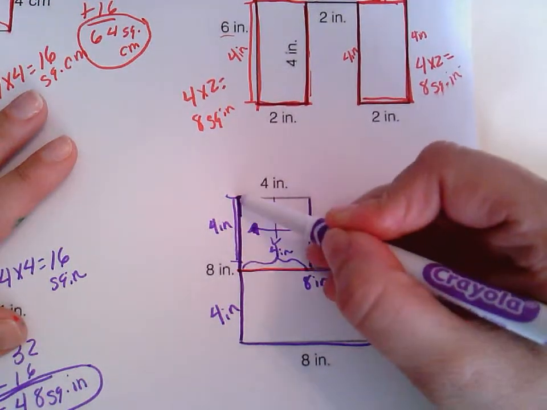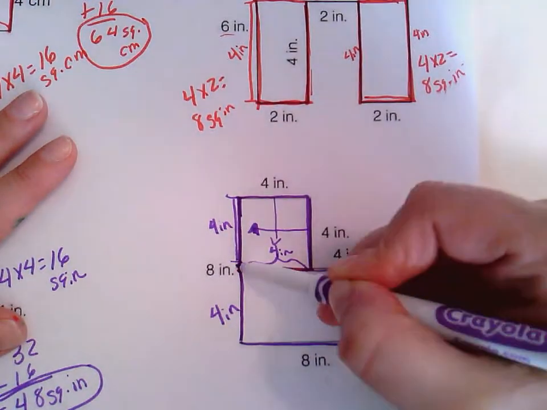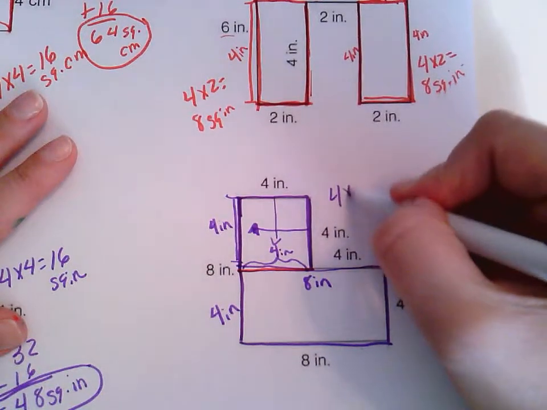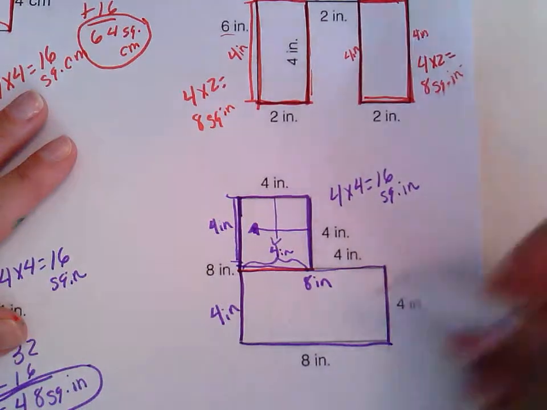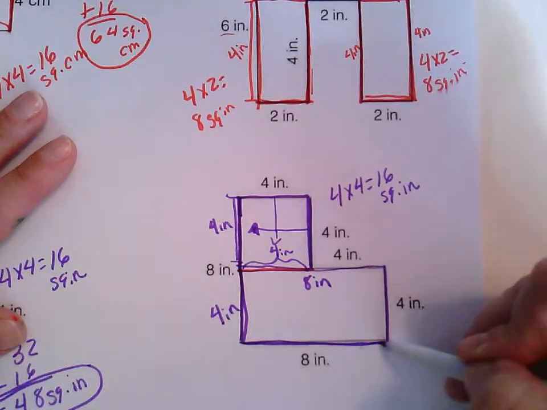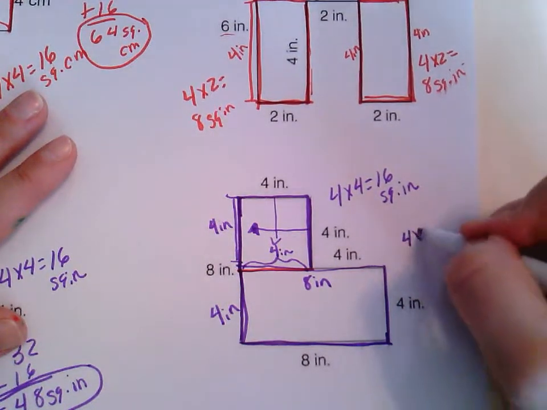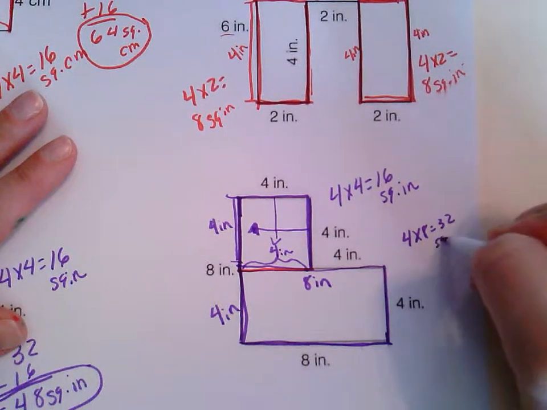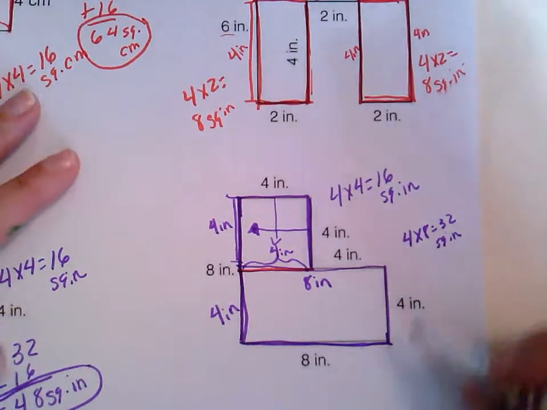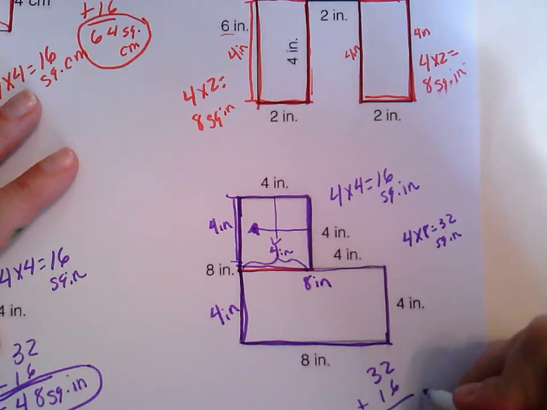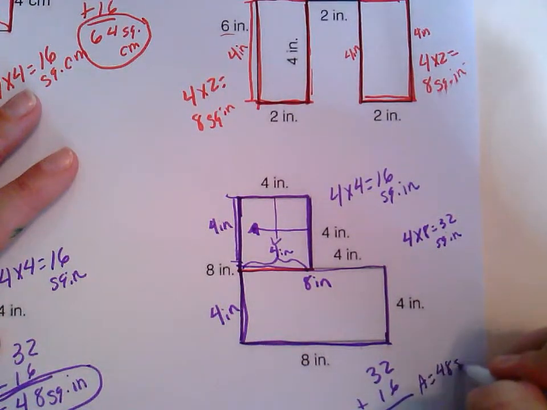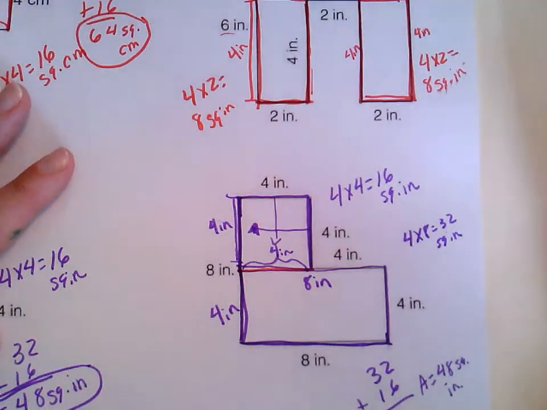Up here, I can now start pulling out my equations. I've got a 4 by 4, which just like in the other one, we've got 16 square inches. 4 by 8, which is going to give me 32 square inches. And just like in the other problem, 32 plus 16 will give us an area of 48 square inches.